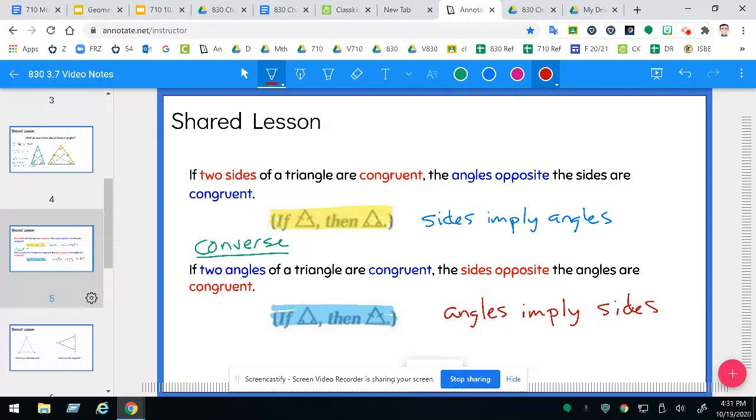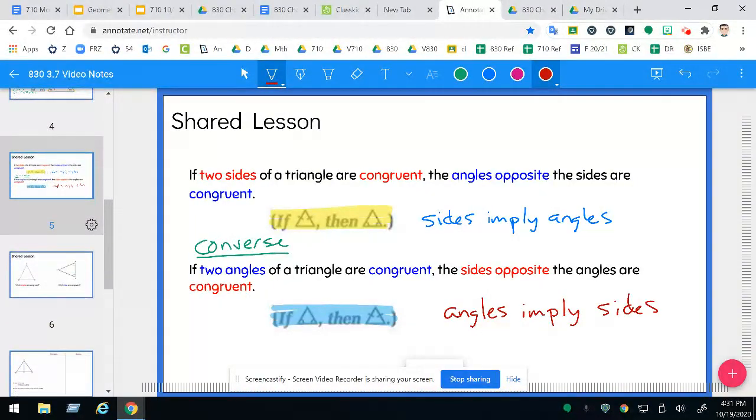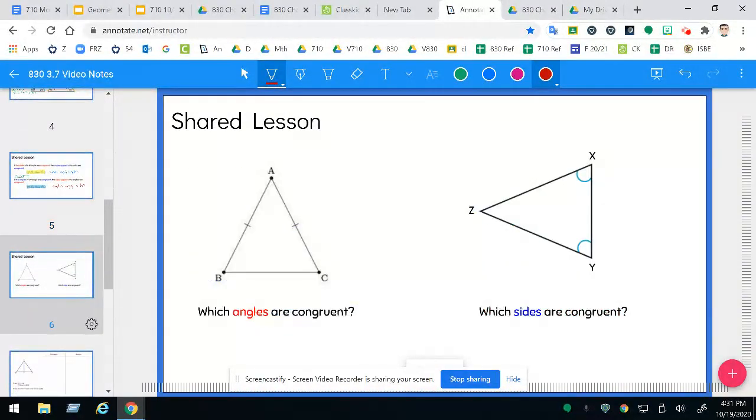proofs and in problems. So, moving forward, take a look at these two diagrams, and then we want to answer the questions. Which angles are congruent on the first diagram, and which sides are congruent on the second diagram? Go ahead and pause the video right now and answer those two questions.